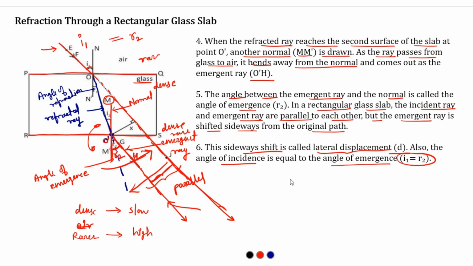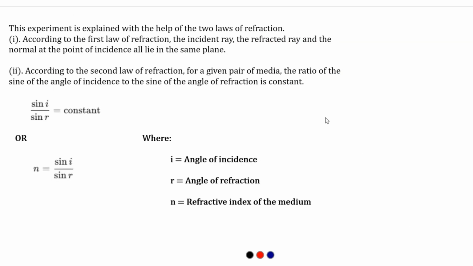With the help of this experiment, we can explain two laws of refraction. Now we will see those laws. I hope you have understood the experiment of the rectangular glass slab. The first one: according to the first law of refraction, the incident ray, the refracted ray, and the normal at the point of incidence all lie in the same plane.